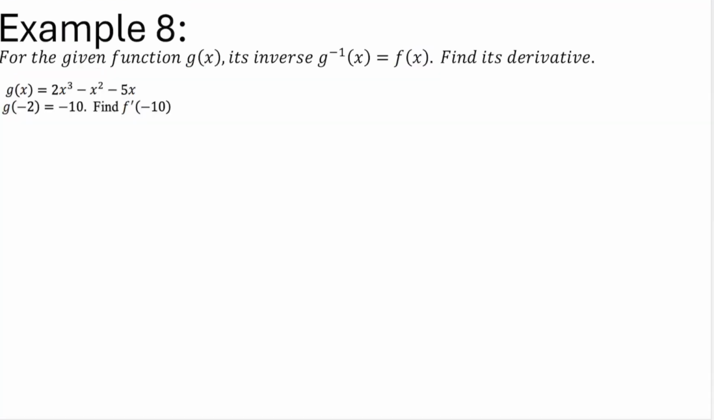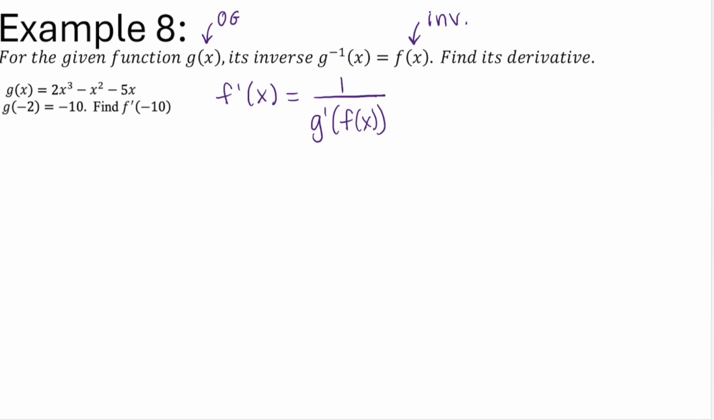Example 8 is similar to example 9 as far as the information that you're given. So the given function is g of x. So g of x is the original, and f of x is the inverse. And then we're trying to find f prime of 10. So the derivative of the inverse is going to be equal to 1 over the derivative of the original with the inverse inside of it. Okay, so that's going to be that same formula that you're using for every single one. You just have to change it just a little bit to fit the function that you're dealing with.